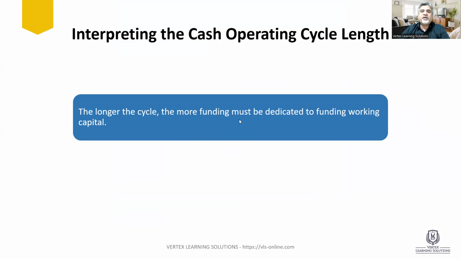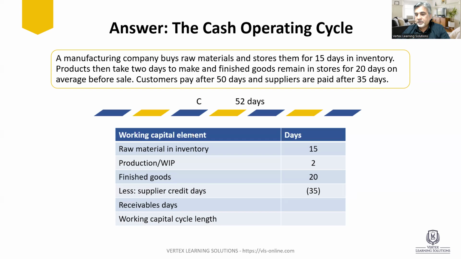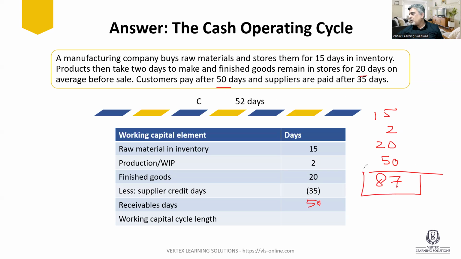The longer the cycle, the more funding must be dedicated to funding working capital. Yes, because if you pay attention to the previous question, these are the days which you need. You need 15 days for raw material warehouse, 2 days for production, 20 days for finished good warehouse, and 50 days for customers. So you make a total, it is 50 plus 20, 70, and 70 and 17, 87 days is the total period. And now I know that I have to fund my business for 87 days.